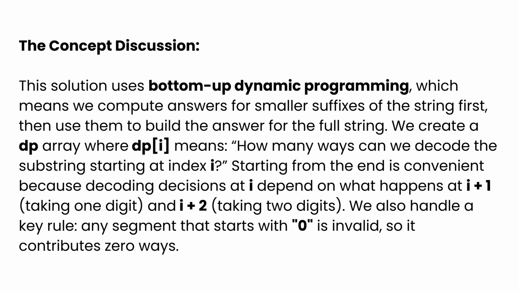Decoding decisions at I depend on what happens at I plus 1 when we take one digit, and they depend on what happens at I plus 2 when we take two digits. We also handle a key rule. Any segment that starts with the character 0 is invalid, so it contributes 0 ways.